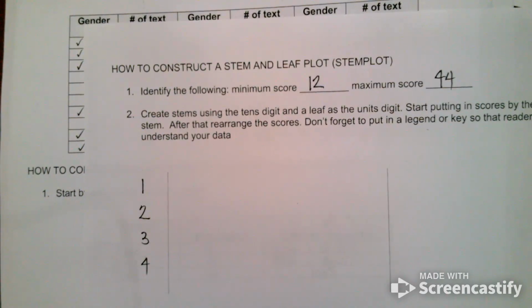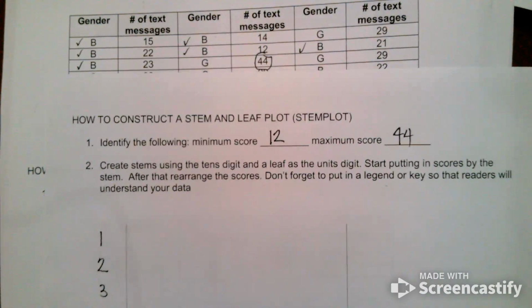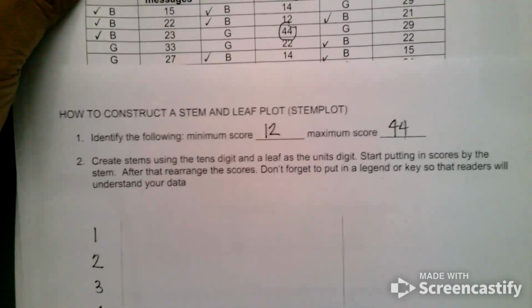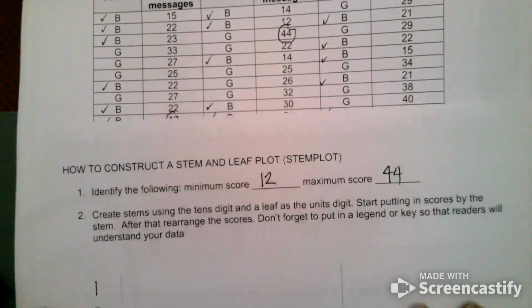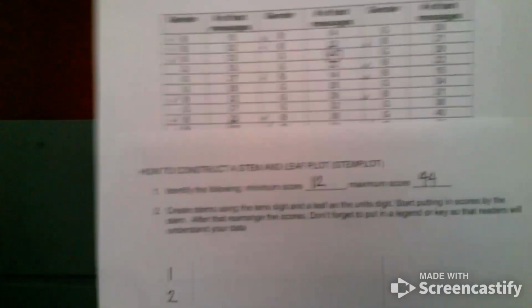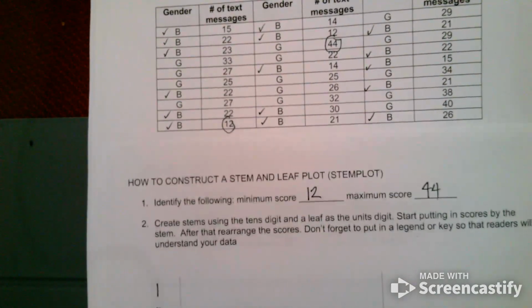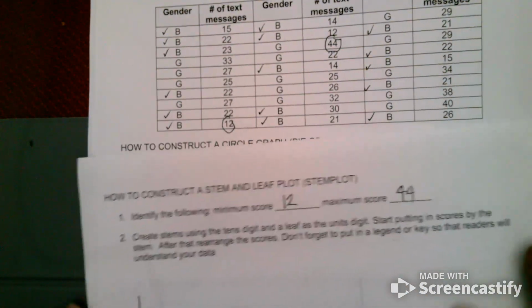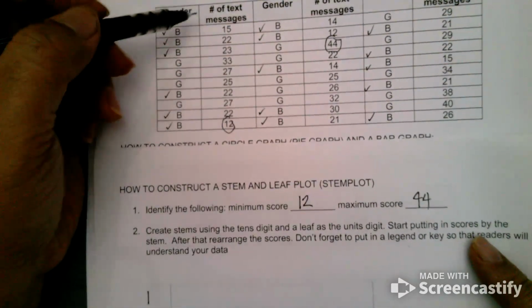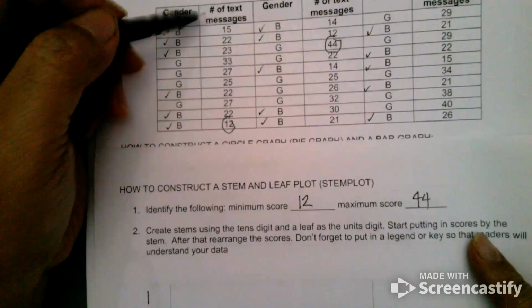Four. Okay? Clear so far? And then what we're going to do is start putting the scores one by one. Okay? Let's do it this way so that you can see. So the first one, I get what? I'm going to do the first column right here.